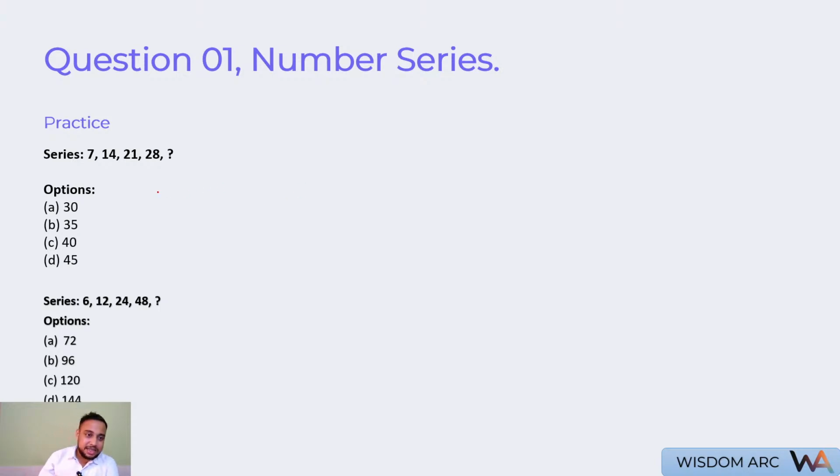So the first question is like this: 7, then 14, then 21, then 28. What is going to be the answer? No wonder you don't even need 30 seconds for these questions, right? For this kind of series, you need to see the difference first. What is the difference between 7 and 14? It is 7, and between 14 and 21 it is also 7. So the same difference is going to be here. 28 plus 7 is 35. So option B is your correct answer.